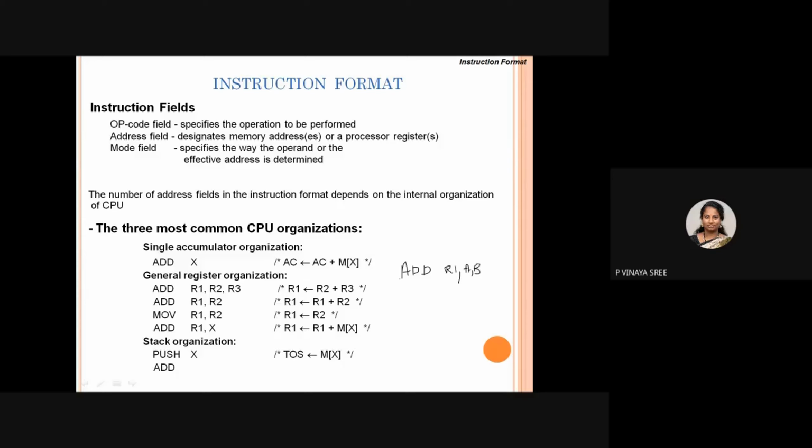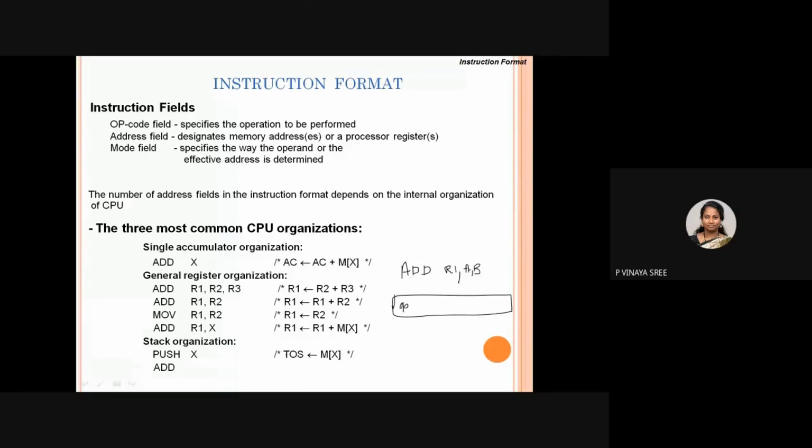Okay, what does this mean? It also specifies our instruction format, which means we need to concentrate more on the address field. The opcode will by default be the same for all the organizations, but the difference is in the address field. In a single accumulator organization, only one address is mentioned, whereas in a general purpose organization, it may be a 2 address or a 3 address. So according to this, you will be having an instruction format in the add instruction.